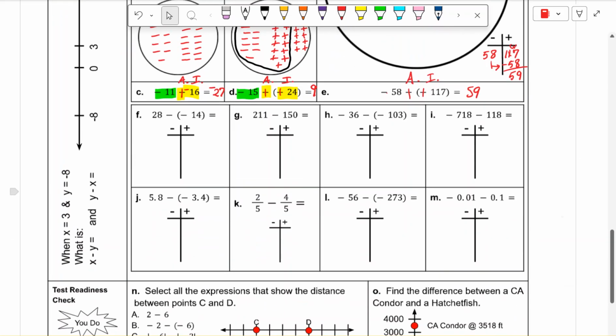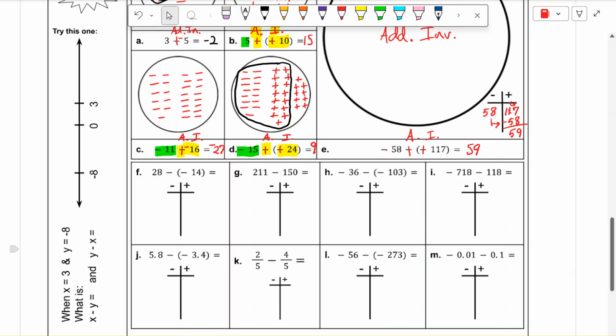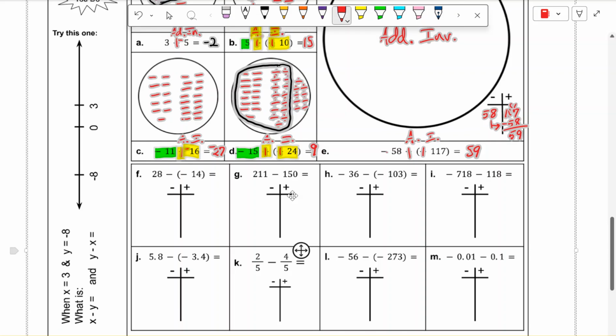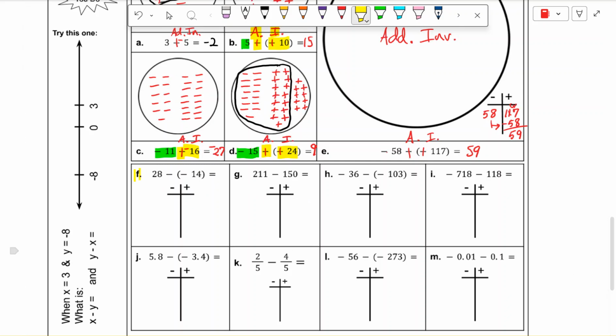So here you have all the T-charts now. And so I'd like you to pause the video and I'd like you to do F, G, H, and I. So I'll highlight those for you. Do F, G, H, and I. Make sure you are using the additive inverse to make your life easier. Pause now.